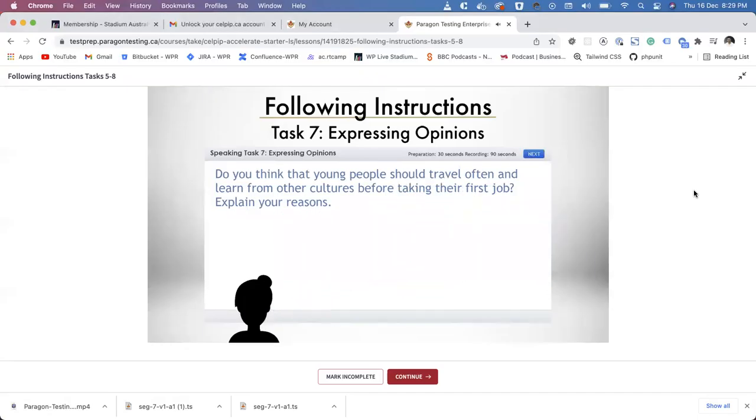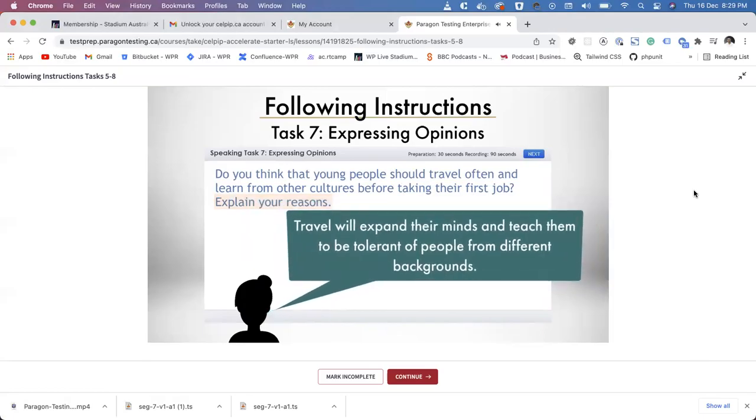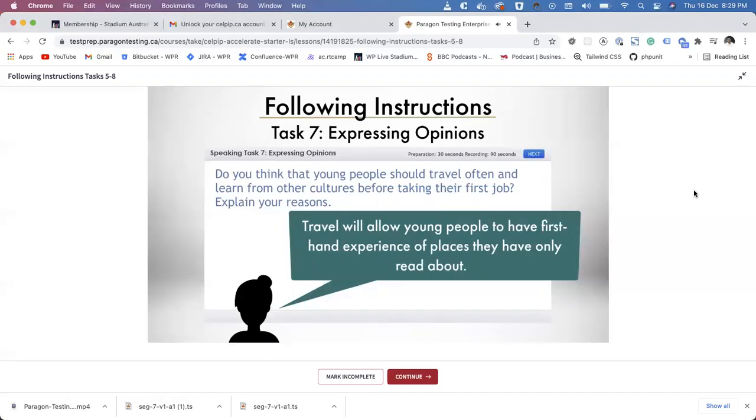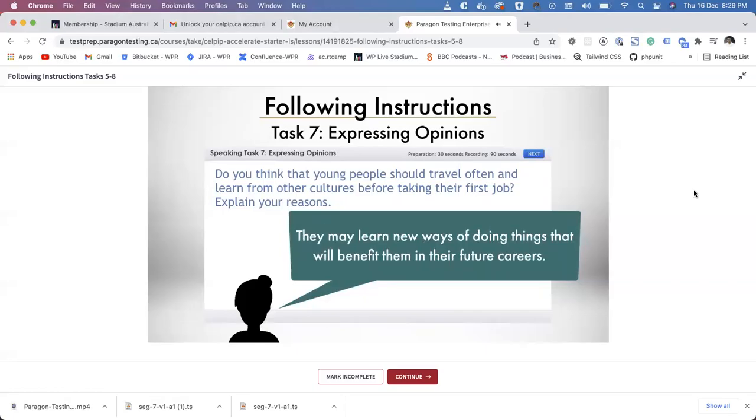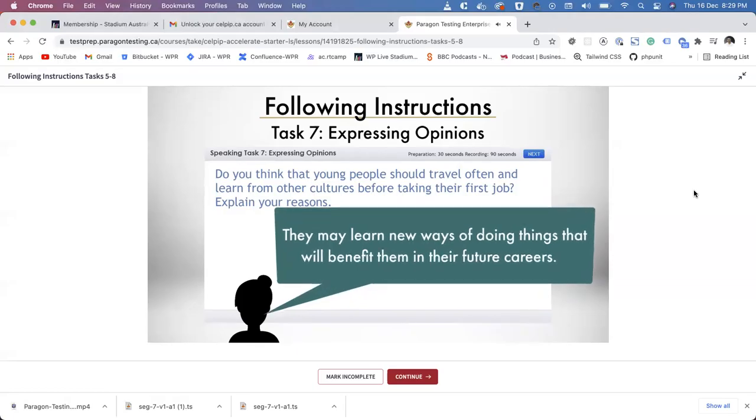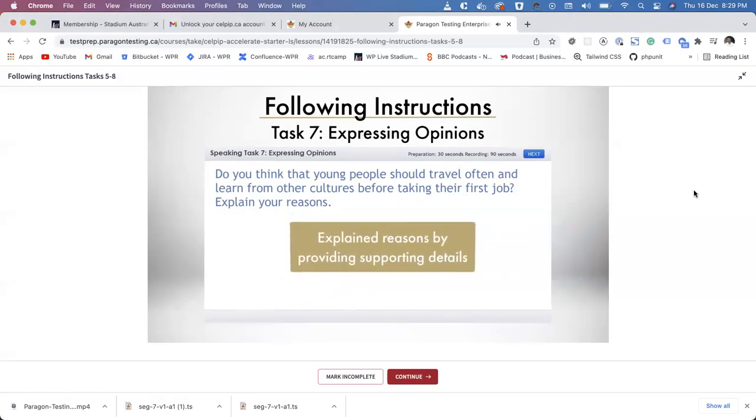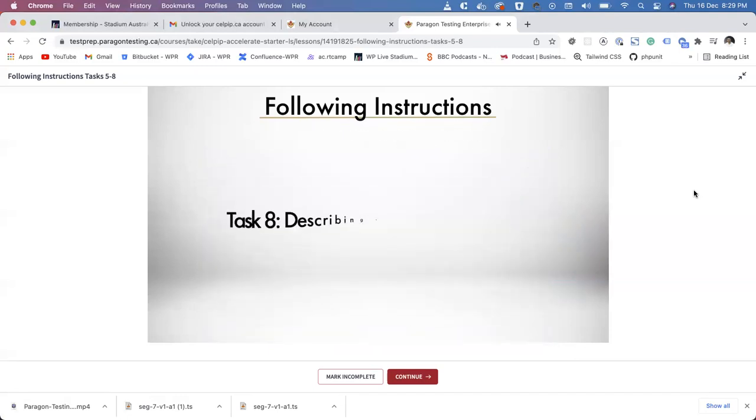You need to explain your reasons by providing supporting details, such as travel will expand their minds and teach them to be tolerant of people from different backgrounds. Travel will allow young people to have firsthand experience of places they have only read about. They may learn new ways of doing things that will benefit them in their future careers. So here I have not only expressed my opinion, I've explained my reasons by providing lots of details to support that opinion. Okay, on to task 8.